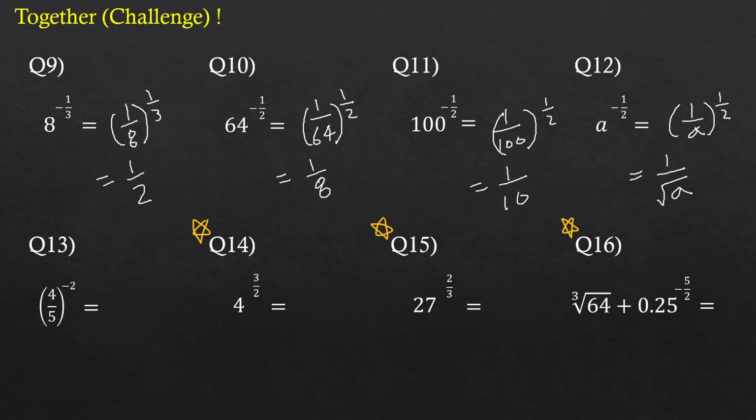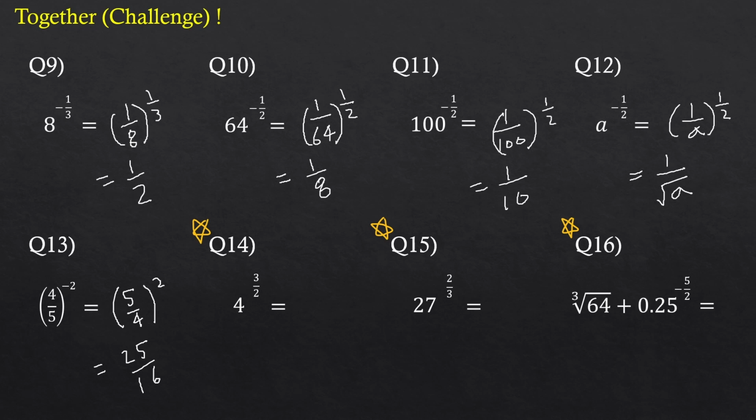Alright, question 13. 4 over 5 to the power of negative 2. So there's a negative sign, so we have to flip them entirely. So 5 over 4 to the 2. That should be 25 over 16.